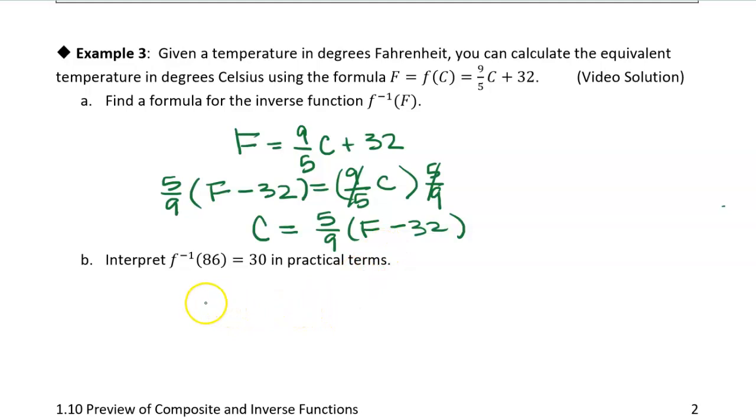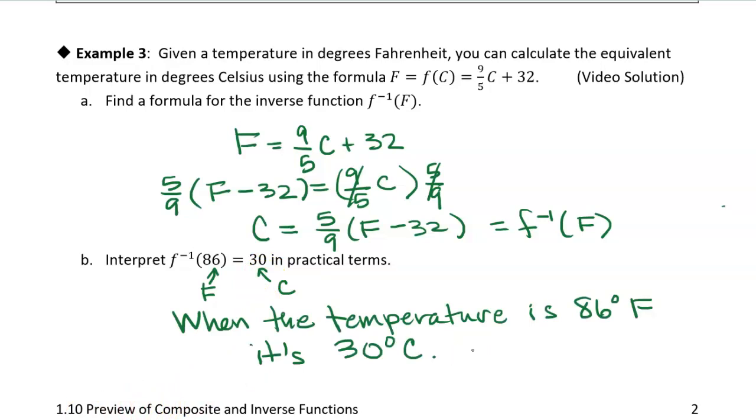The next question is asking us to interpret F inverse of 86 equals 30. Remember that the input to the inverse that we just found, this is our F inverse, is the temperature in Fahrenheit, and the output is the temperature in Celsius. So this statement, F inverse of 86 equals 30, is just telling us that when the temperature is 86 degrees Fahrenheit, the temperature in Celsius is 30 degrees Celsius. That's all there is to it.